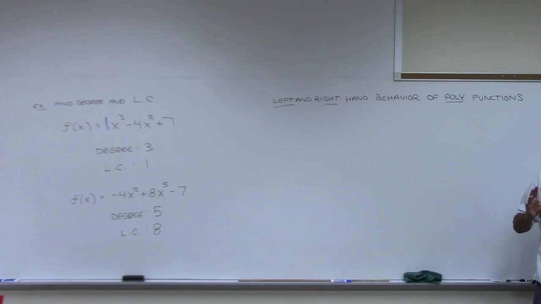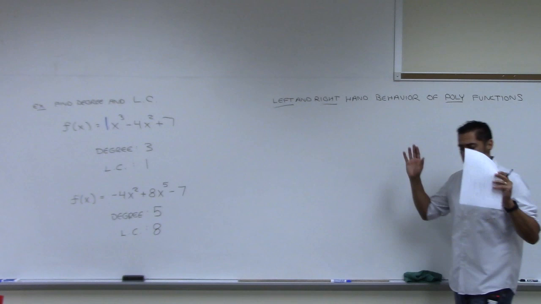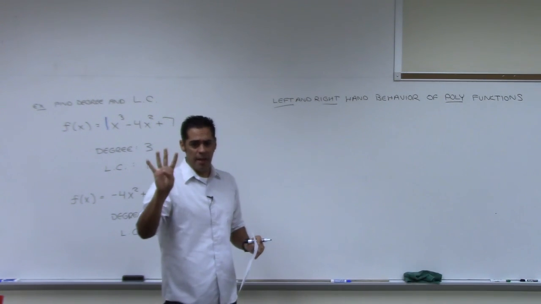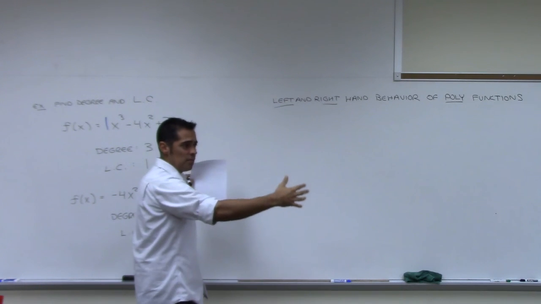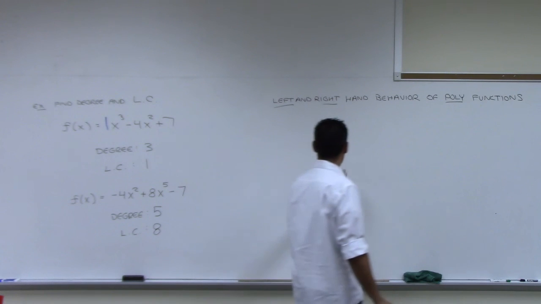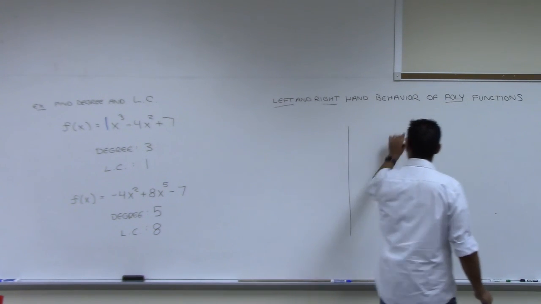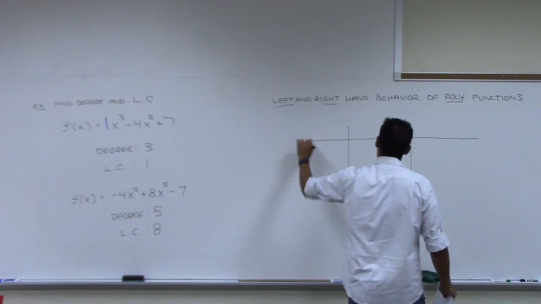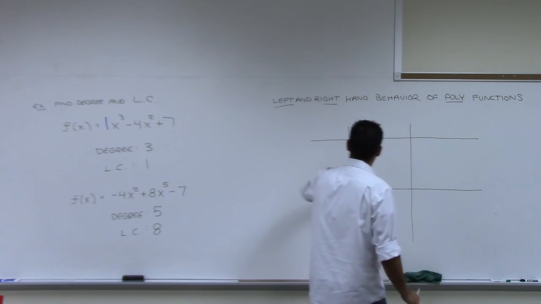All right, here's what we know about polynomial functions. All polynomial functions will do one of 4 things when it comes to the left and right hand behavior. So here are the 4 possibilities, and I'm going to draw them in a table. So just copy this table down.